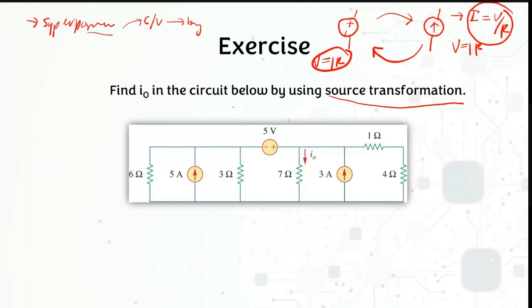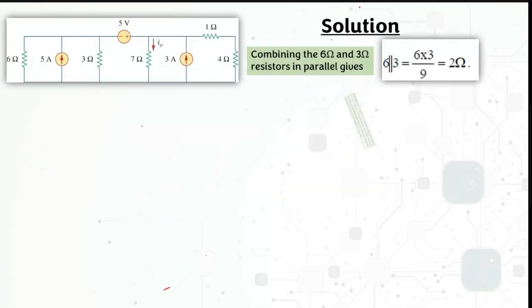Now we go to this exercise, which asks you to find I node. Just look at your I node here and see how many sources you have. You have 1, 2, 3. You have 3 sources, so it's not that you need to transform all of them. It's up to your creativity to calculate this value I node. Let's look at the solution for this exercise.